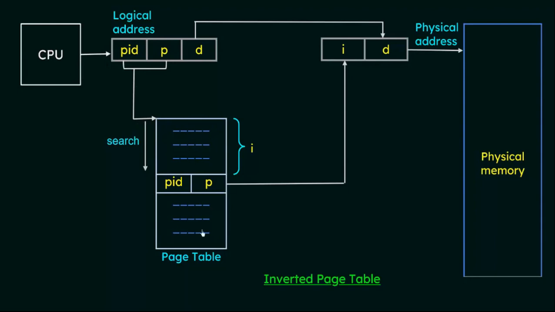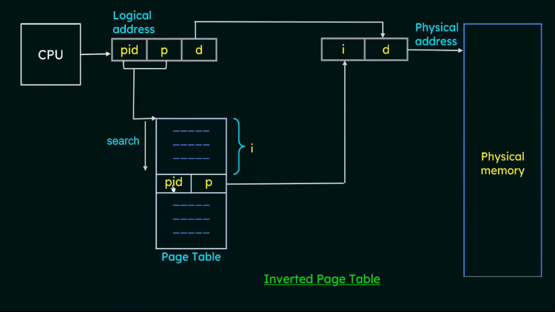And remember, this is the inverted page table. So in an inverted page table, what do we have? We have entries consisting of PID, process ID, and page number, and they are indexed with respect to frame numbers which are present in the physical memory. So this i that is given here represents the frame numbers. So this page table is indexed with respect to the frame numbers. So we are going to search for this particular combination of process ID and page number in our page table.